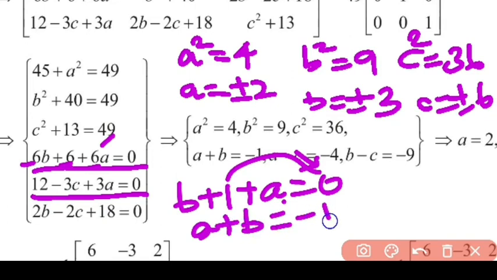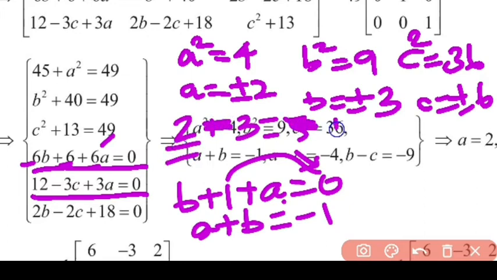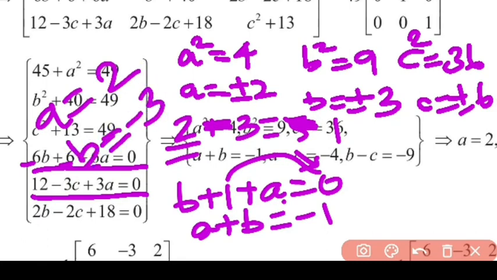Okay, a plus b equals minus 1 means, if you take a value 2 and b value plus 3, then a plus b equals 5. So we get 5, but we need minus 1. So a value 2 and b value minus 3 gives us minus 1. Therefore a value is plus 2, b value is minus 3.